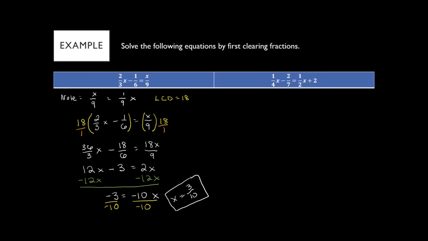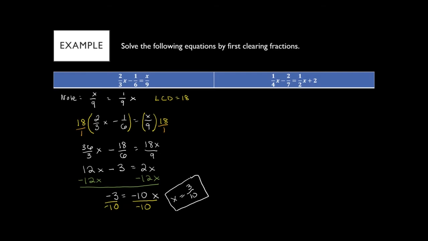So even though my x was on the right side, it's completely fine to flip-flop it and write it so that it's on the left because both sides of the equation are equal. So you can just flip which side is which. When you're writing your final answer, it doesn't really matter. But we do end up with 3 over 10 as our final answer there.